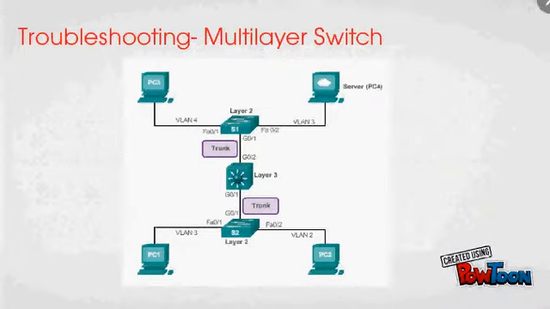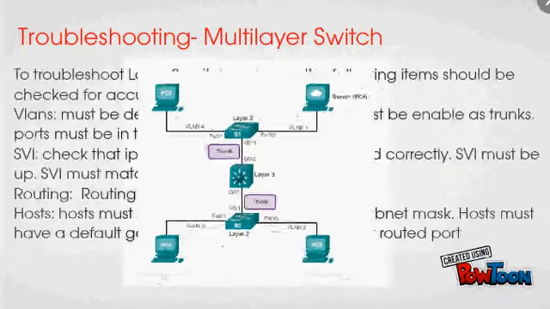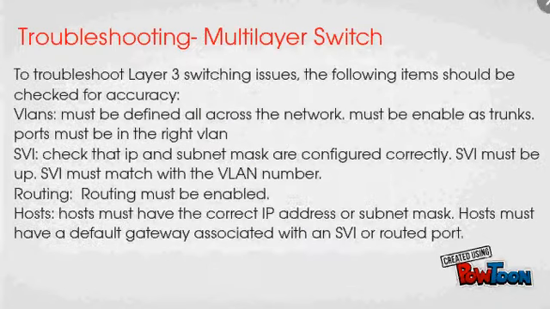Troubleshooting on multilayer switch. VLANs must be defined all across the network, must be enabled as trunks if necessary, and also ports must be in the right VLAN. For the SVI, check that IP and subnet mask are configured correctly. The SVI must be up, and the SVI must match the VLAN number. Routing must be enabled, and hosts must have the correct IP address and subnet mask, and must have a default gateway associated with an SVI or routed port.